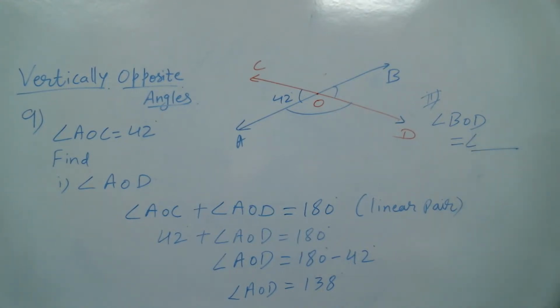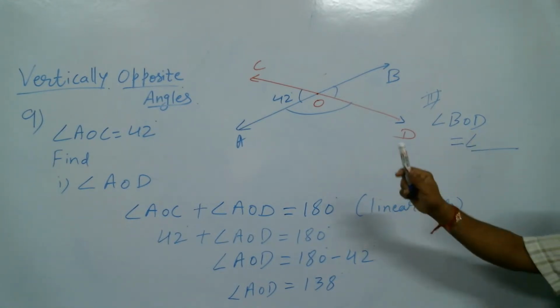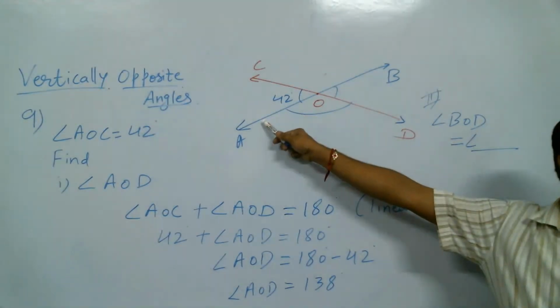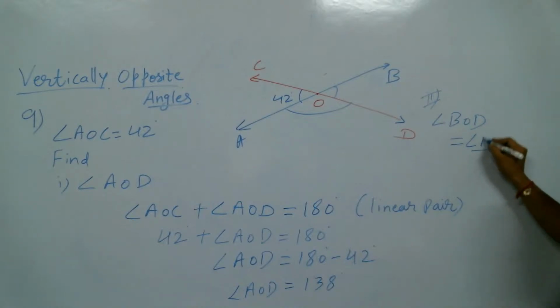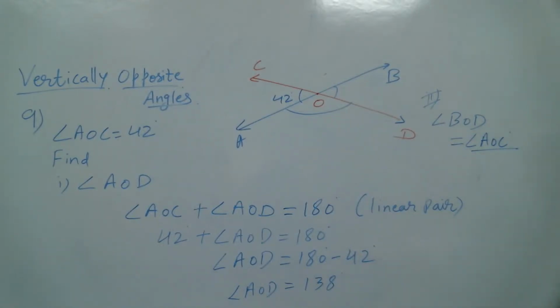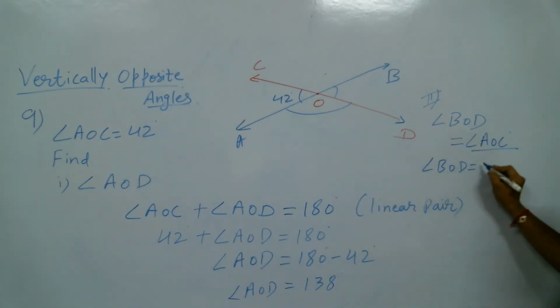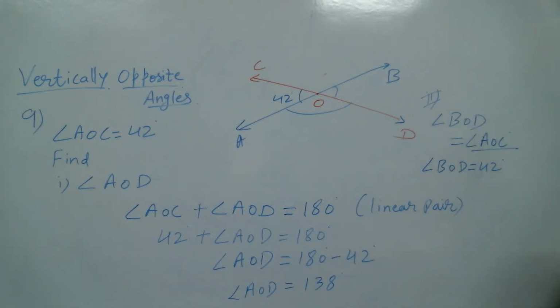Which angle should I write? Comment fast. We are asking which angle. BOD is equal to what is the vertically opposite angle? The name of the angle is AOC. Fine. So therefore BOD is also equal to 42 degrees. This is the second point we can have.